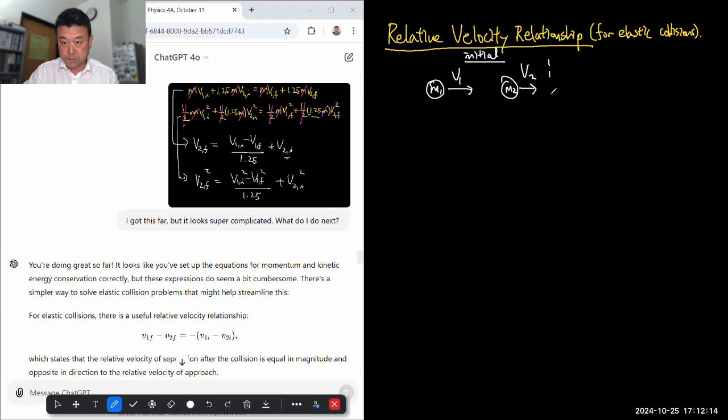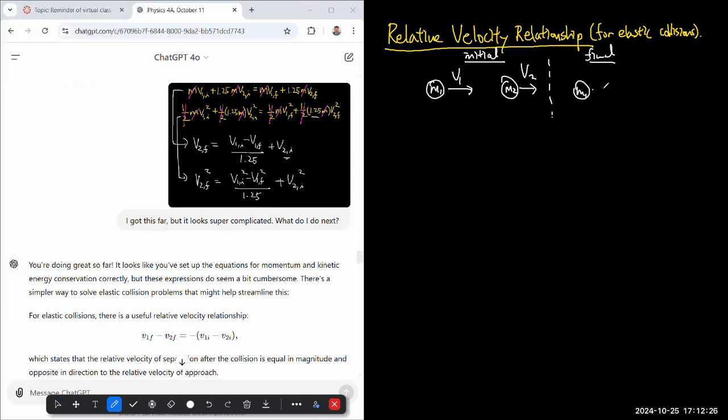And after the collision, m1 will be moving in some way. Let's say it's still going the same direction. And let me call this v1 prime. And m2 is doing its own thing, moving at some speed. Let me call this v2 prime. And that's the post-collision picture of the setup.